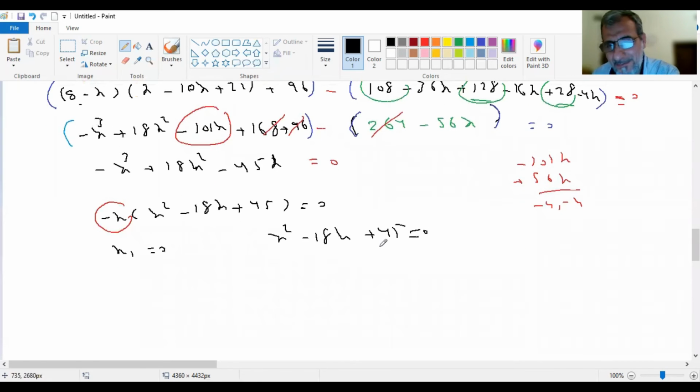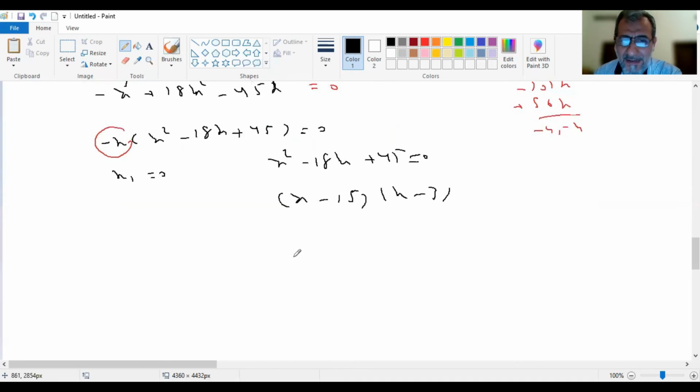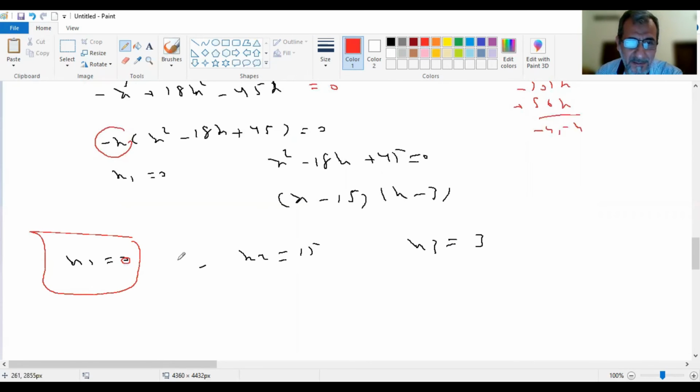Now this one by quadratic formula or factoring. Factoring 45, 15 by 3. 15 plus 3 will be 18, and the multiplication is 45. So with this, lambda minus, and here I have lambda, negative, negative. And 45 is 15 by 3. Then I have lambda 1 is equal to 0, lambda 2 is equal to 15, and lambda 3 is equal to 3. So the first one is 0, the second one is 15, and the third one is 3.